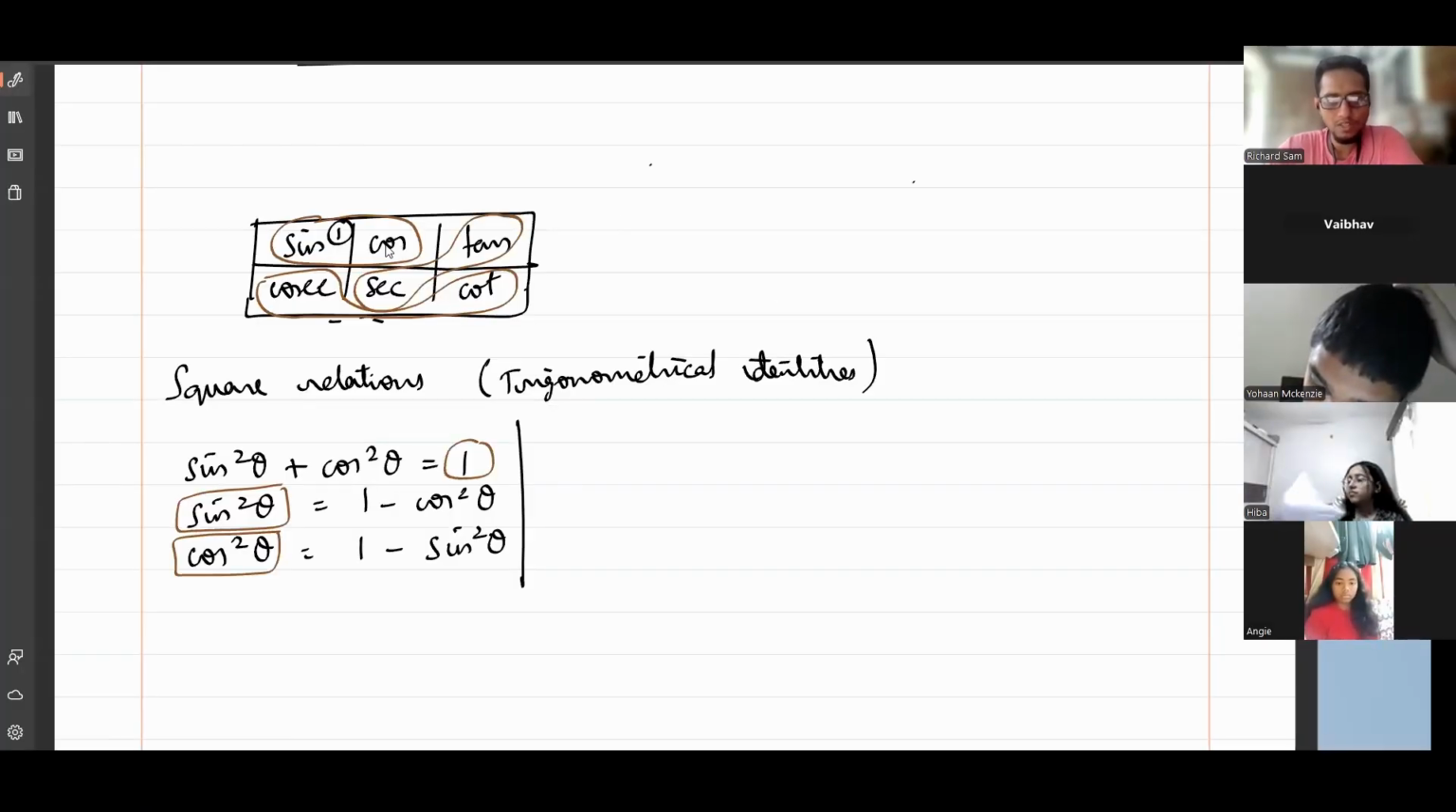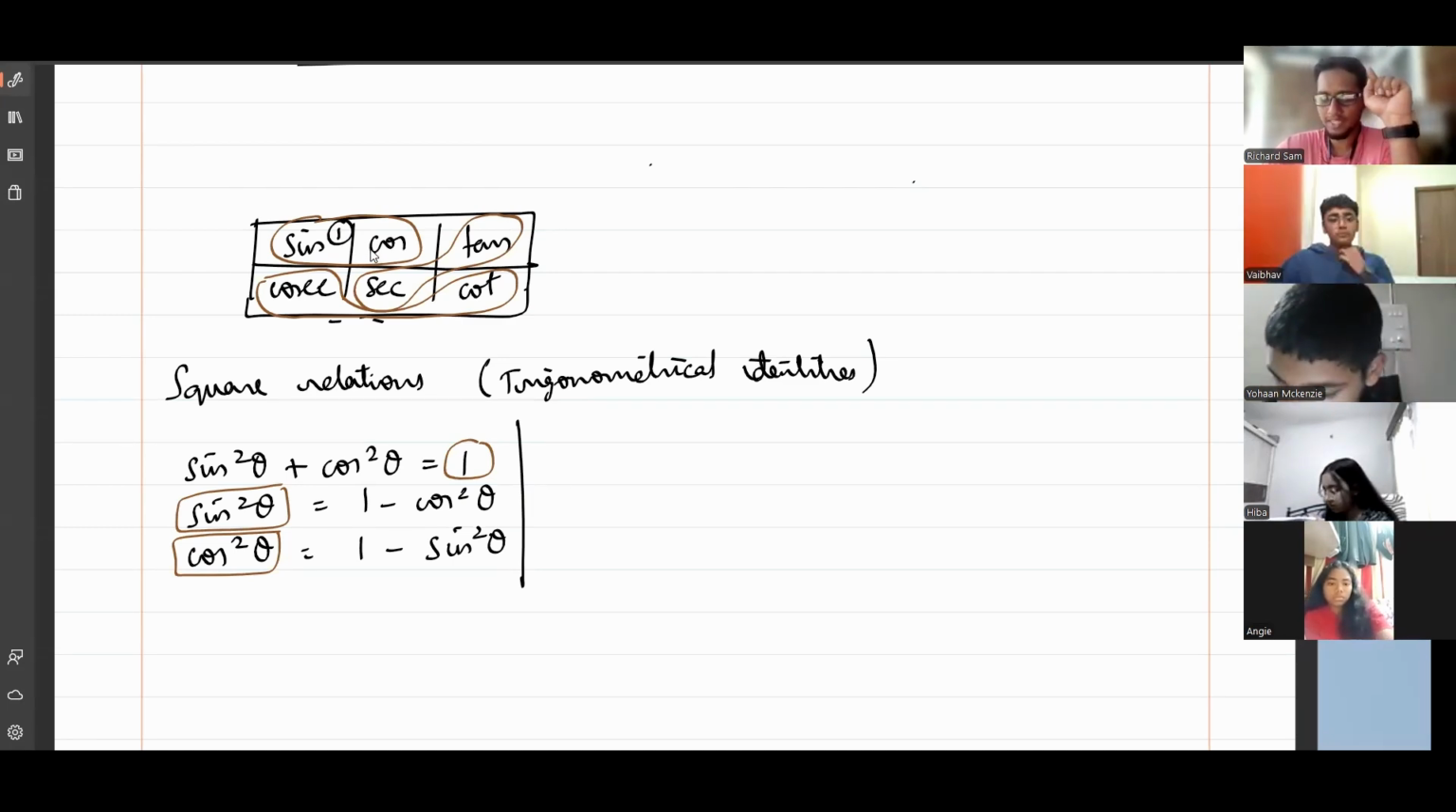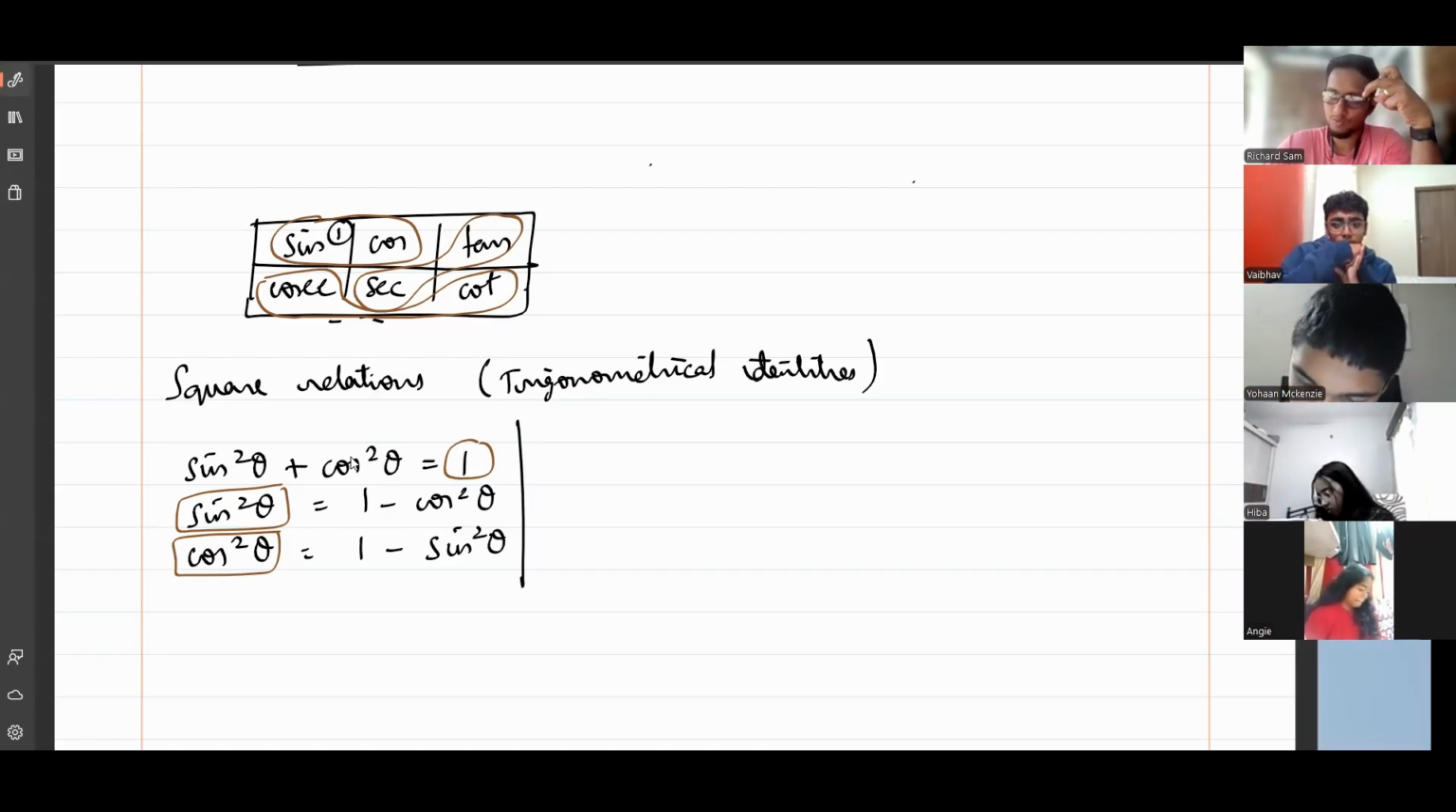So we saw sine and cos. We saw the relationship between sine, cos, and 1. In that, remember, what is the biggest? The biggest is 1. That's why if you see all the formulas, you can see clearly that 1 is the biggest. In sine square theta plus cos square theta, when you're adding two small values, we're getting 1. That means 1 is the biggest.